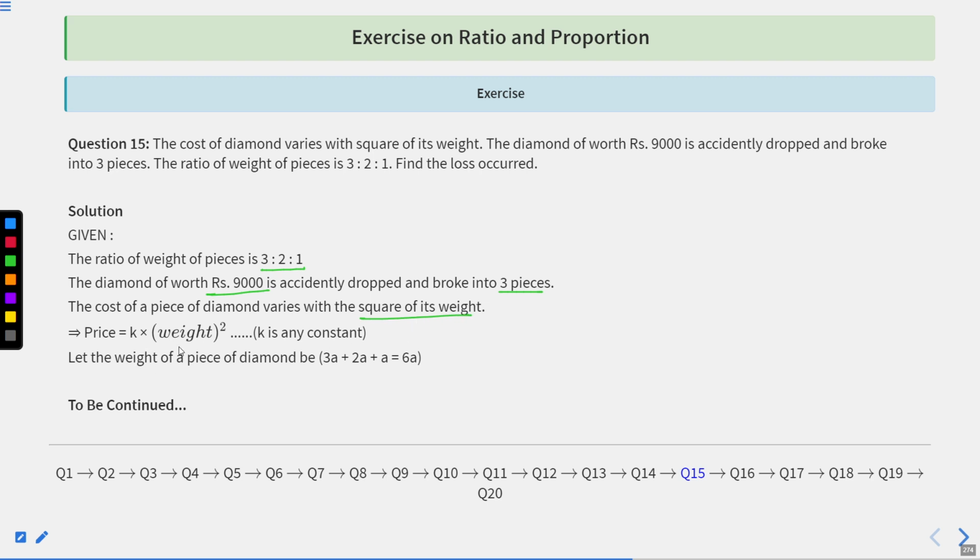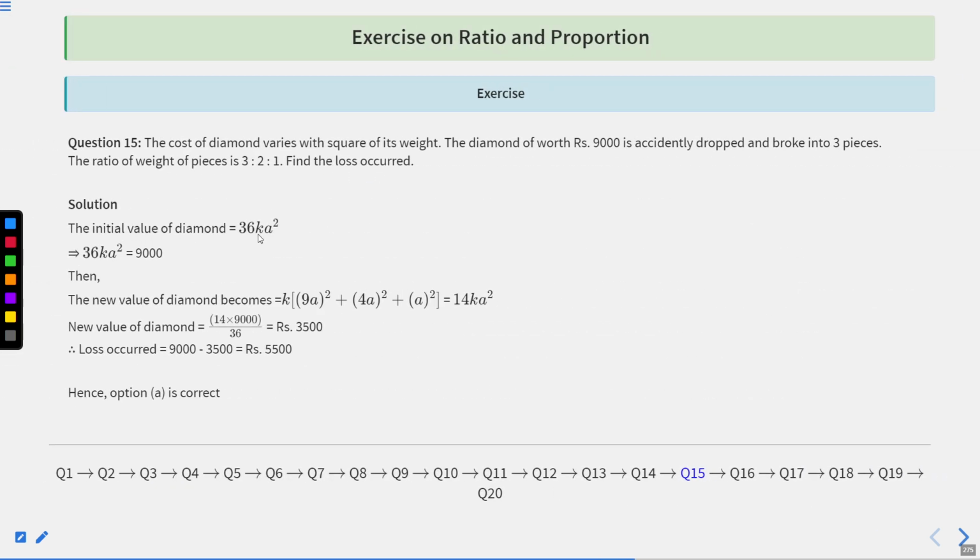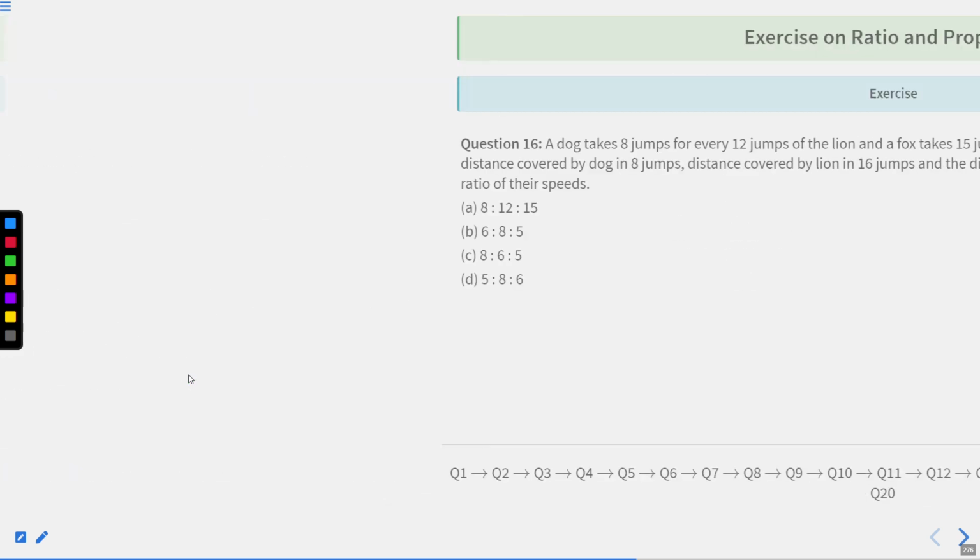So the price is equal to K times weight square, where K is a constant. Let the weight of the diamond be 3A plus 2A plus A, that is equal to 6A. This is written with the help of the ratio given to us about the weight. So the initial value of the diamond is 36 K A square, which is equal to 9000. When you simplify this, the new value of the diamond becomes K times (9A square plus 4A square plus A square), equal to 14 K A square. So the new value of the diamond is equal to 14 times 9000 upon 36, that is 3500 rupees. So the loss occurred is 5500. So the correct option here is option A.